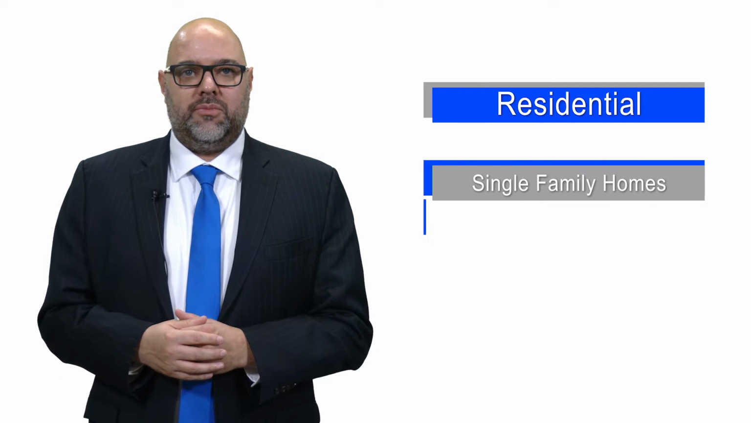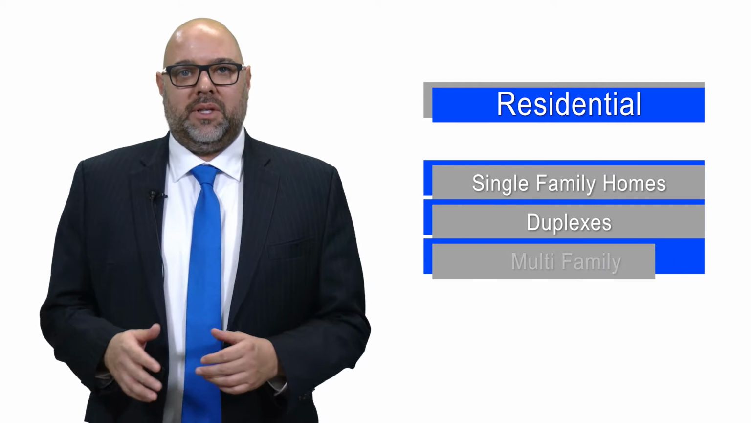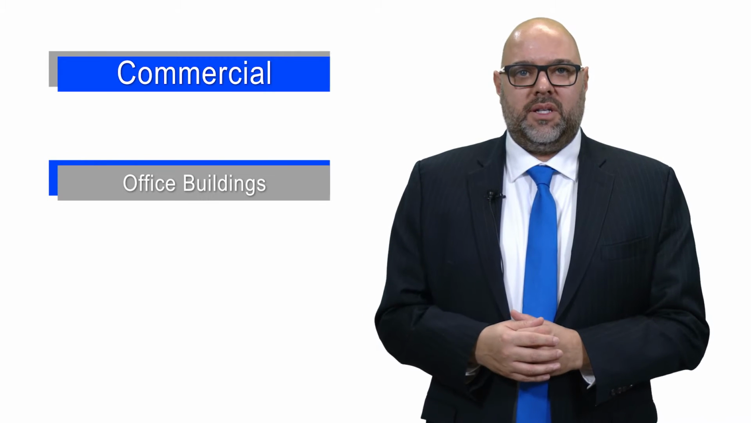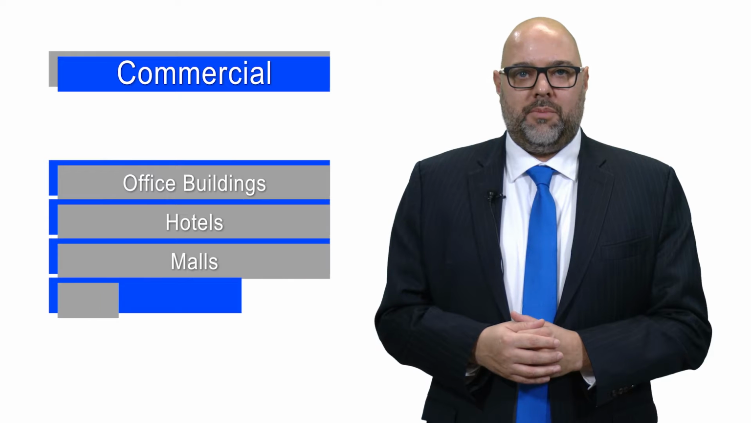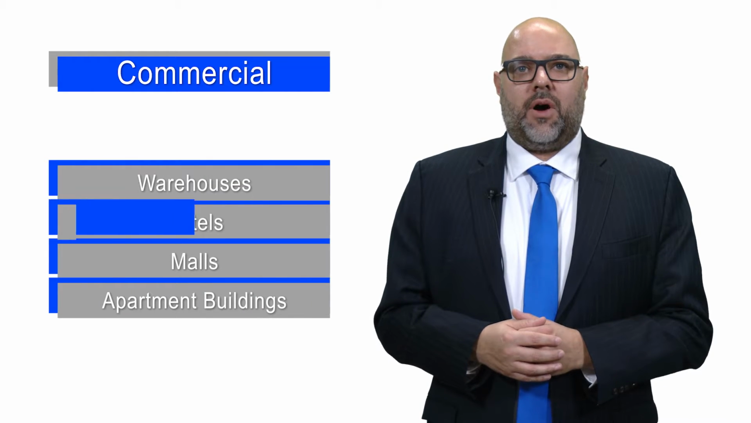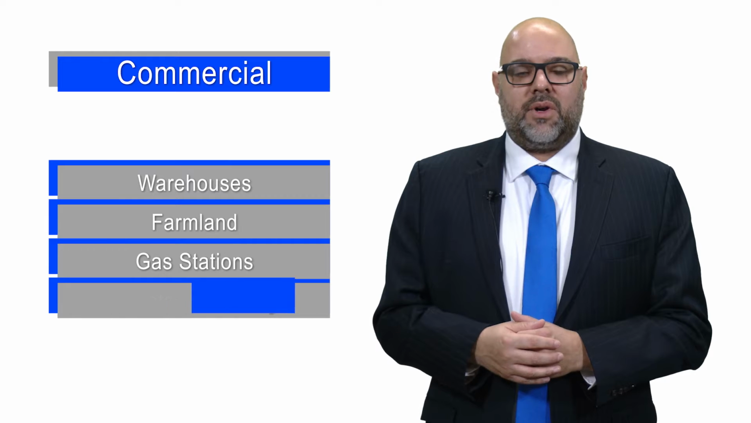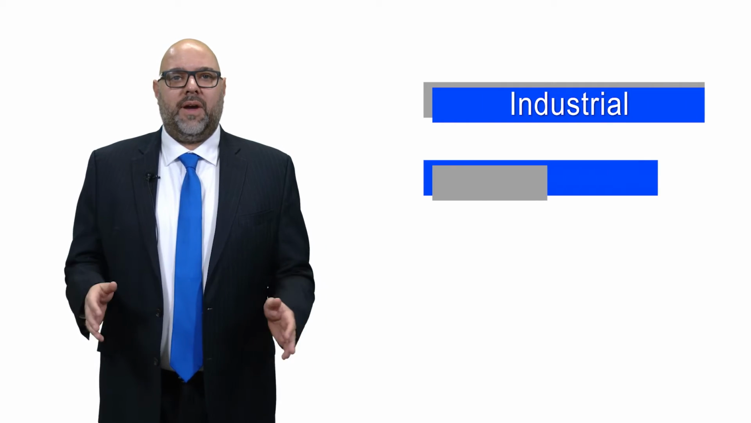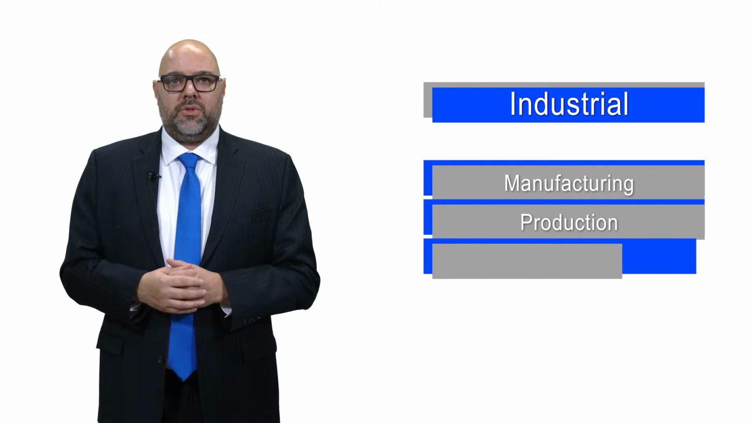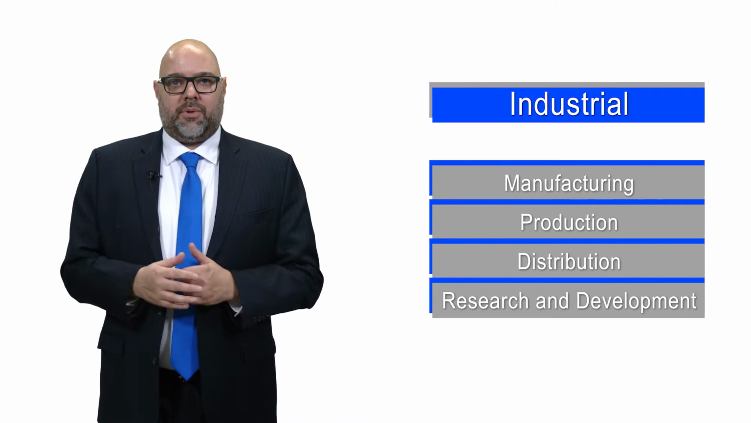Now, the first step is deciding on the type of property you will be investing in. There are 5 main types of real estate in the U.S. Residential real estate includes single-family homes, duplexes, and multifamily, which includes up to 4 units. Commercial real estate includes office buildings, hotels, malls, apartment buildings, warehouses, farmland, gas stations, restaurants, and other property. Industrial real estate includes property used for manufacturing, production, distribution, research and development, and other property.